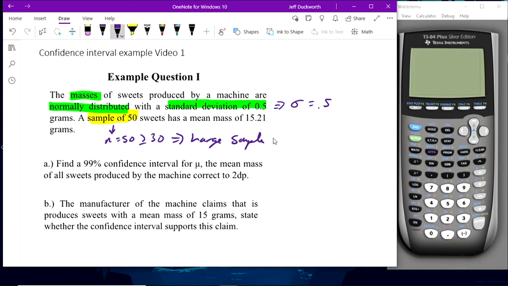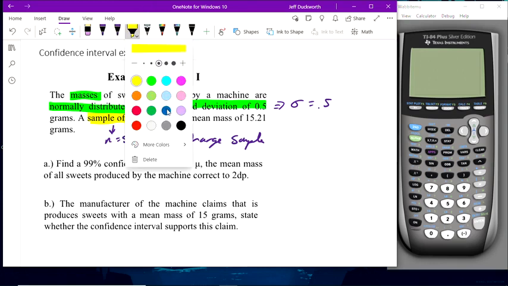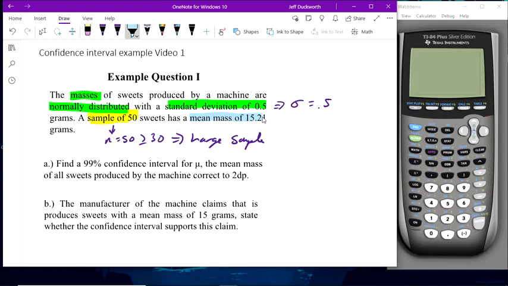So we don't even need to know that it's normally distributed. It's certainly good to know, but if we had a sample of, say, 25 instead, given that it was normally distributed, we could still calculate a confidence interval. All right, and the last piece of information here, we have a mean mass from the sample of 15.21. This means that x bar is 15.21. If we want to write grams, we can do that. Now, we're not going to write grams in the actual interval, but we'll know what that means. So this is all the information we have from it.